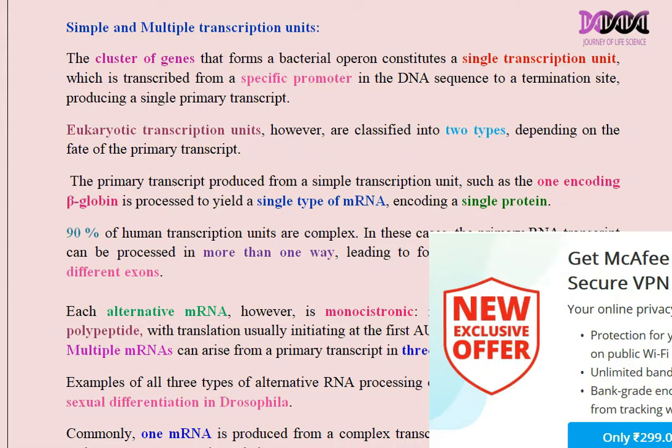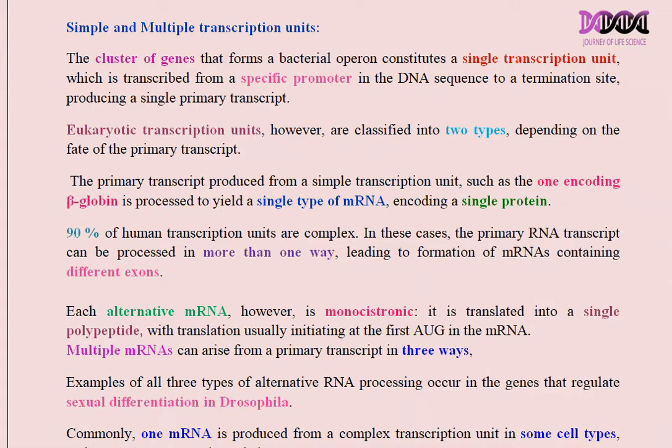Eukaryotic transcription units are classified into two types, depending on the fate of the primary transcript: the simple transcription unit and the complex transcription unit. For example, in the simple transcription unit, like beta globin, the primary transcript undergoes post-transcriptional modifications and we get a single type of mRNA that encodes only a single protein.